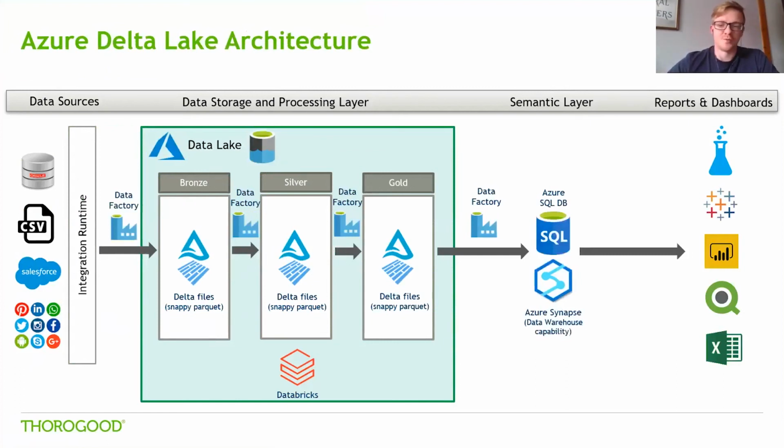And in case you're an Azure person rather than an AWS person, Azure handles Delta files in pretty much the same way as AWS, and a similar architecture can be developed as well.